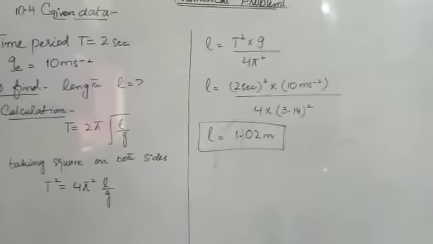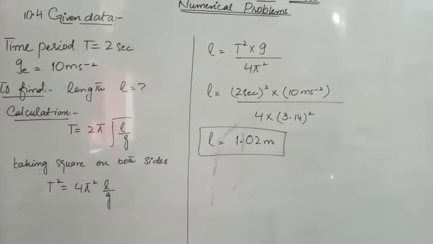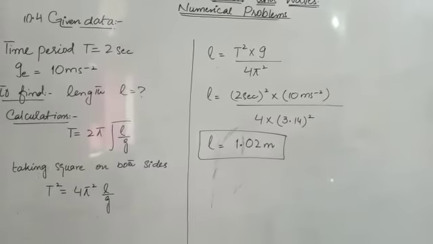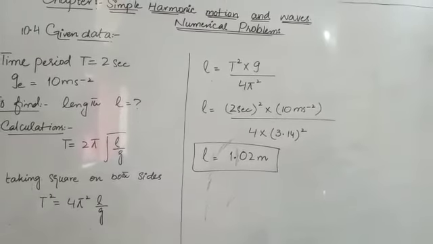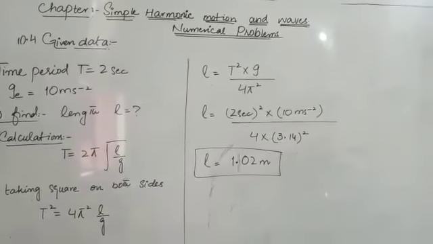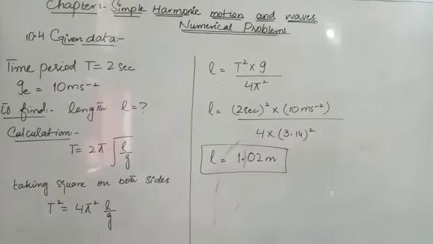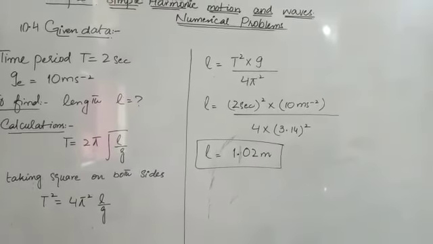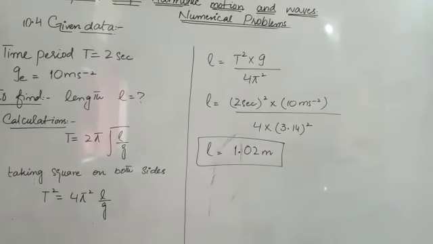We will use the formula T is equal to 2 pi under root L over g. We will take square on both sides. T square is equal to 4 pi square into L over g. By rearranging the values, length is equal to T square into g divided by 4 pi square. We have to put the values: 2 seconds for time period and gravitational acceleration is 10 meter per second square, divided by 4 into the value of pi, 3.14 square. By solving these values we get the final result 1.02, that is the length of the pendulum.